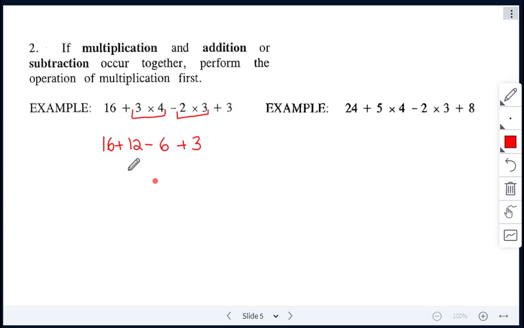Now after this, I can see I have just addition and subtraction. So now I'm going to go left to right. From left to right, I'm going to work with the 16 plus 12 first. 16 plus 12 gives me 28. Then I have minus 6 plus 3. Right now, I'm going to go left to right again because I'm just working with addition and subtraction. 28 minus 6, that gives me 22, plus 3, which gives me an answer of 25.